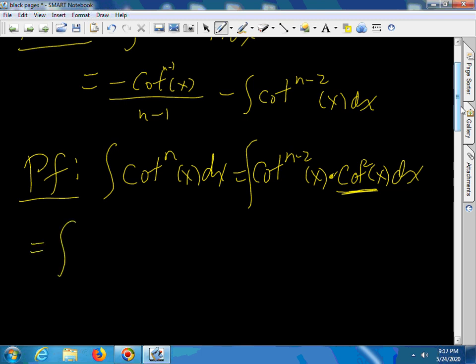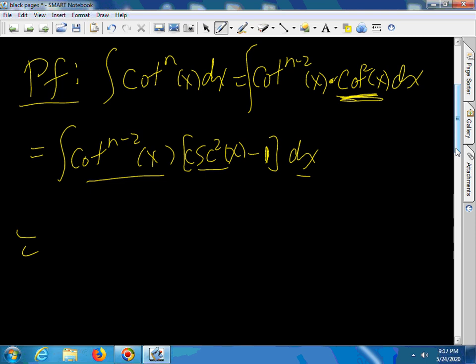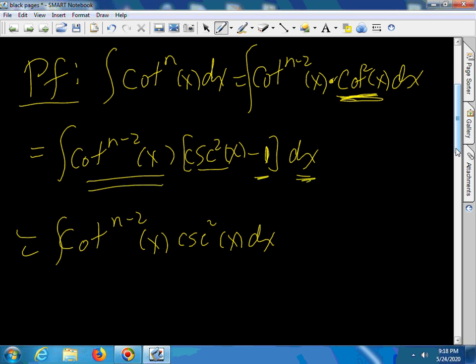So this is equal to the integral of cotangent raised to the n minus 2 of x times cotangent squared x. But that is the cosecant squared of x minus 1 dx. So let's distribute this out. We have this times that: the integral of cotangent to the n minus 1 of x times the cosecant squared of x dx. And then we have this times that, minus the integral of cotangent n minus 2 of x dx.